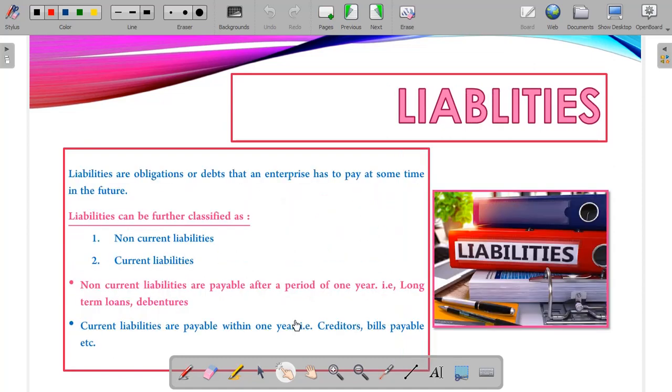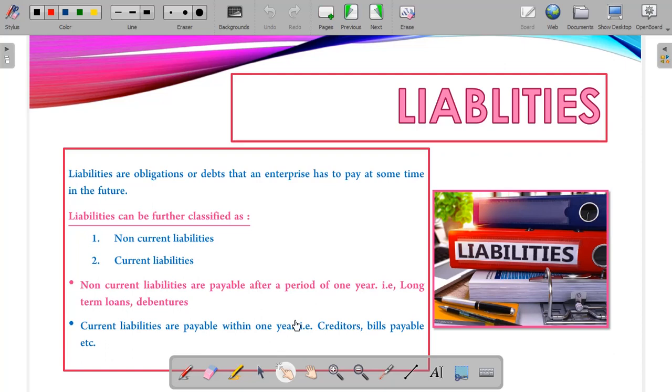Now, the next term is liabilities. Liabilities are the obligations or the debts that the organization has to pay at some time in the future. Basically, the amount payable to the owner is termed as internal liability, that is owner's equity, that is capital. And the amount payable to outsiders is termed as external liability, right? On the basis of duration, liabilities have been classified into two categories, non-current liabilities and current liabilities. Non-current liabilities are those which are usually payable after a period of 1 year, like long-term loans, debentures, right?